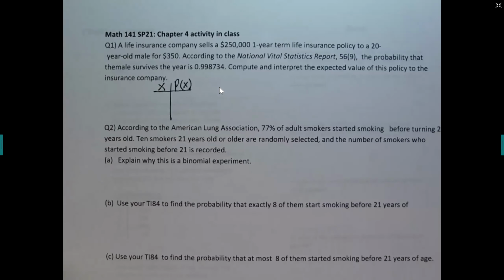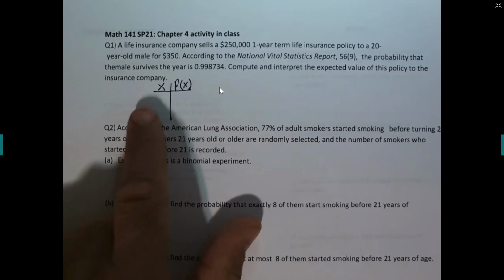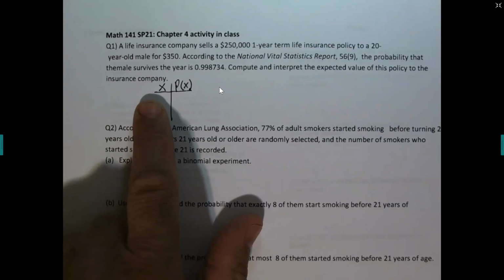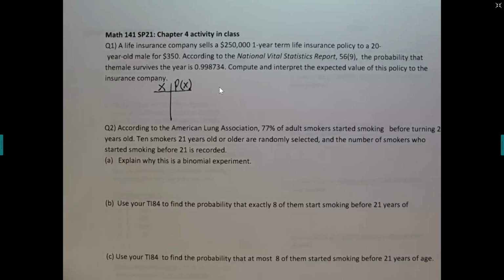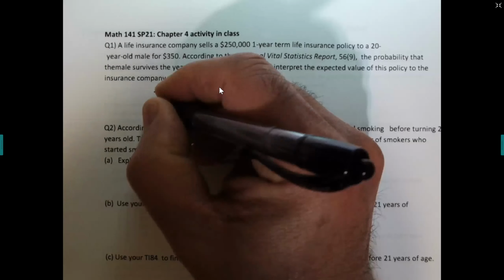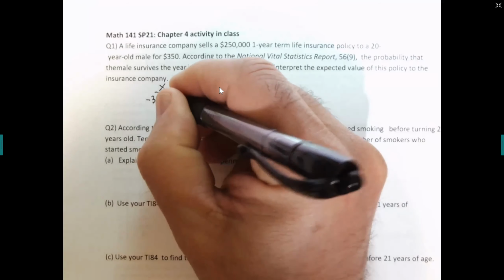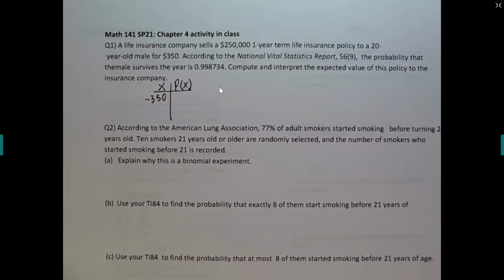Well, you pay 350 to buy the insurance. So what do you think? I'm going to list the 350 as a plus or a minus, the gain here. So X is the amount that you gain. What would it be for the 350? We work on the company side, so it would be a gain. Oh, no, it's you. That's the expected value of this policy to the insurance company. You're paying the money and you're gaining the money. Oh, okay. So it is going to be negative 350. Just like what we did yesterday, when you bought the ticket, $2, it's a negative $2.